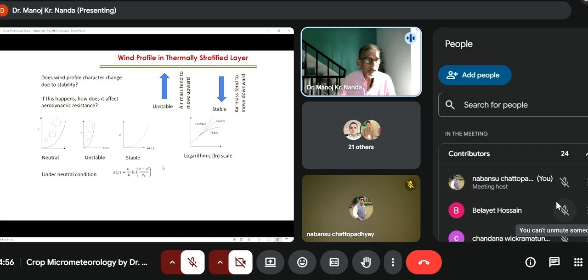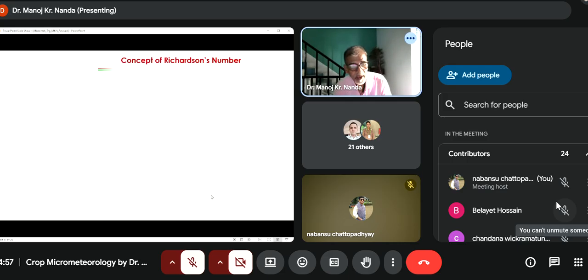Now, under neutral condition, this is my equation. This is my wind shear, and under non-neutral condition, there is an additional factor. This is just the additional factor. We call this the stability factor. Now, this stability factor, this is the integrated form, and this is the differentiated form.